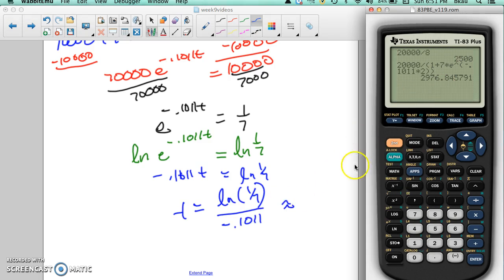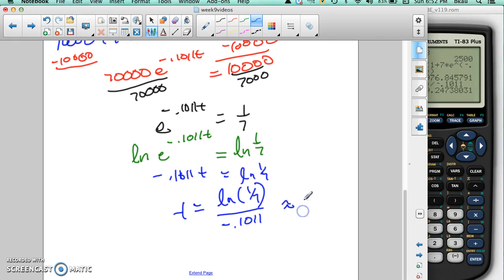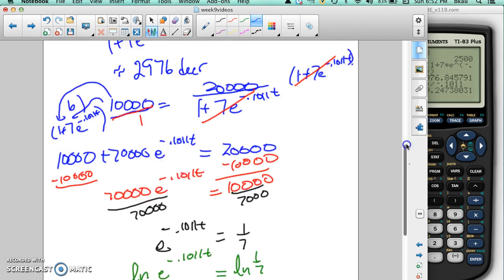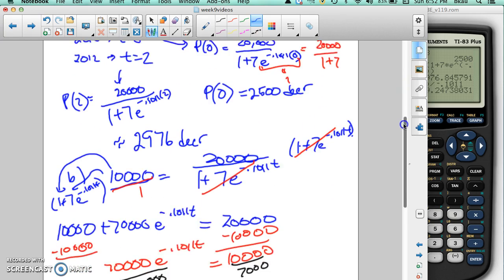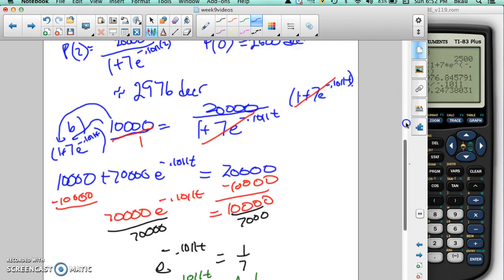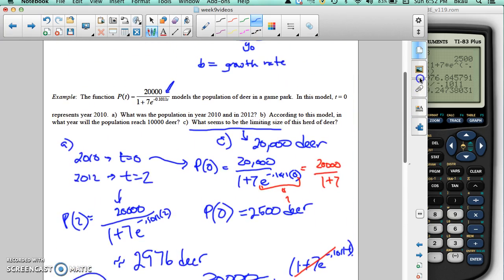And that's approximately 19.24. 25, if we round up. 19.25, and we were answering a question in what time unit? What year? So basically 19 years after 2010.